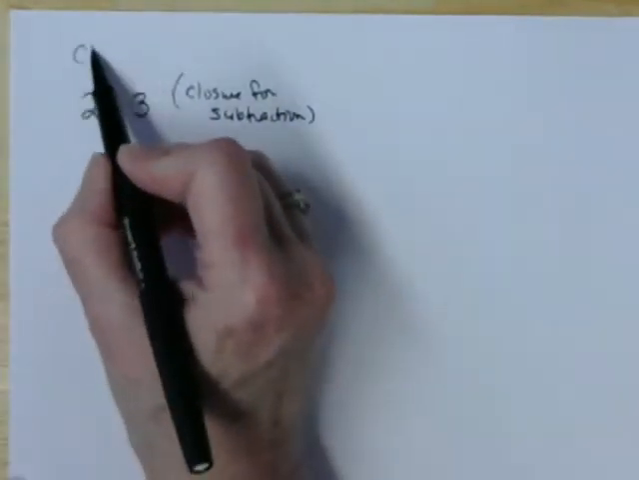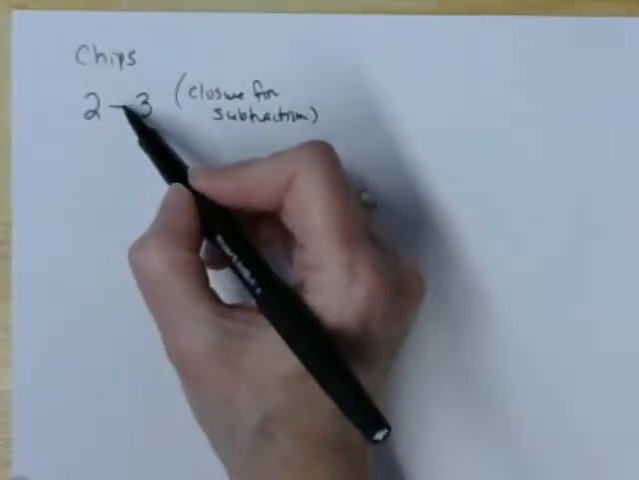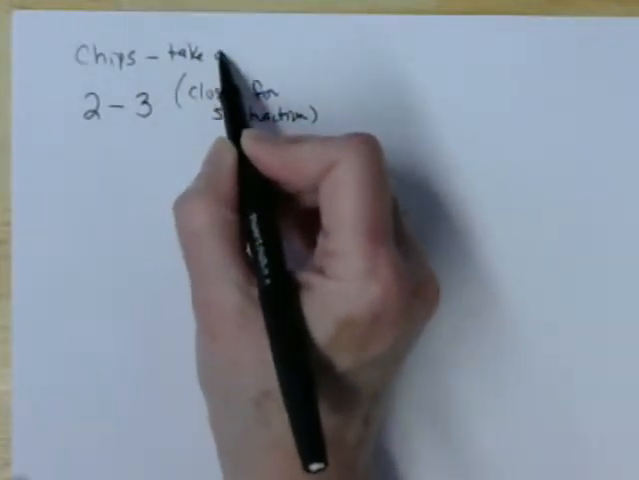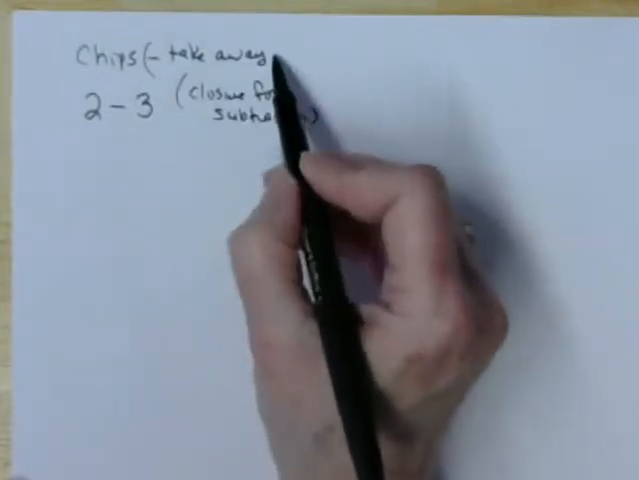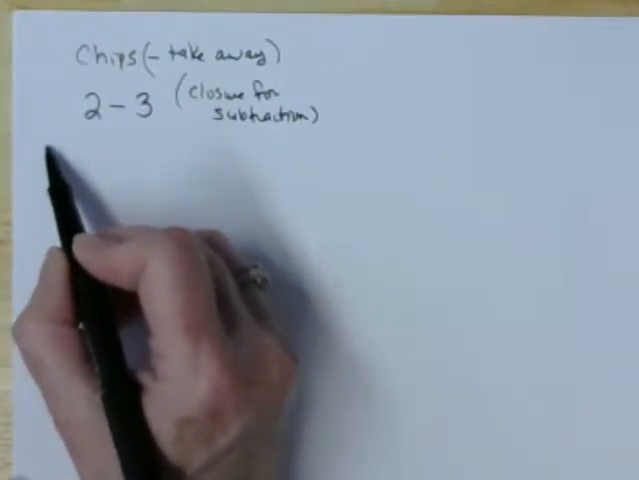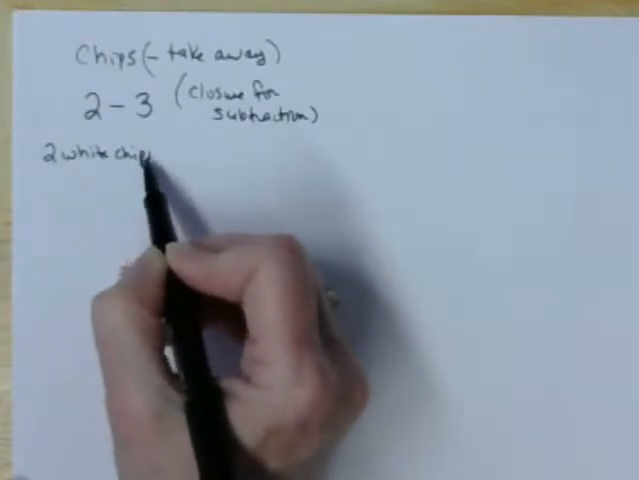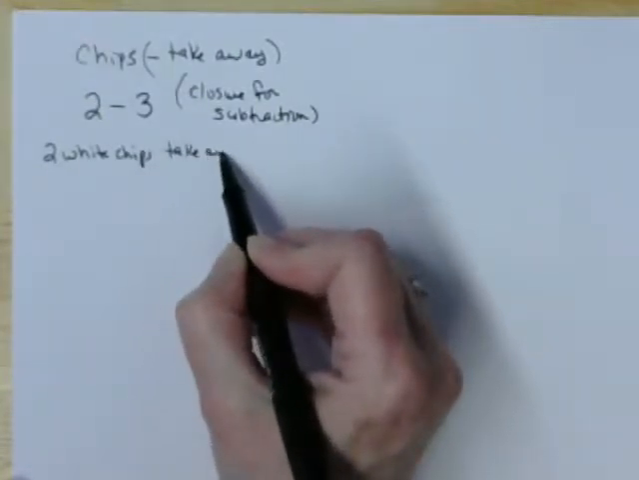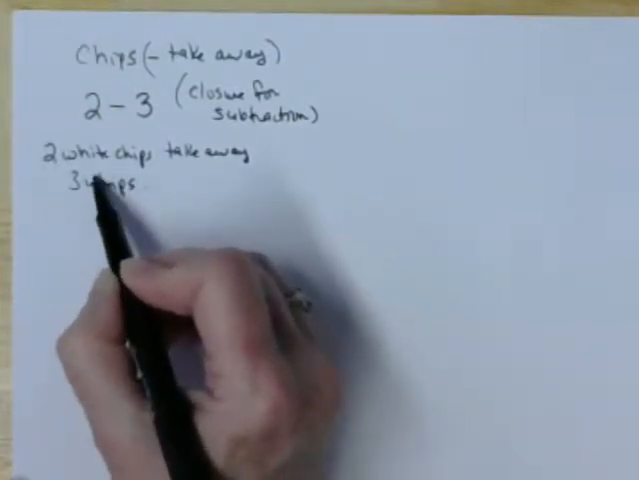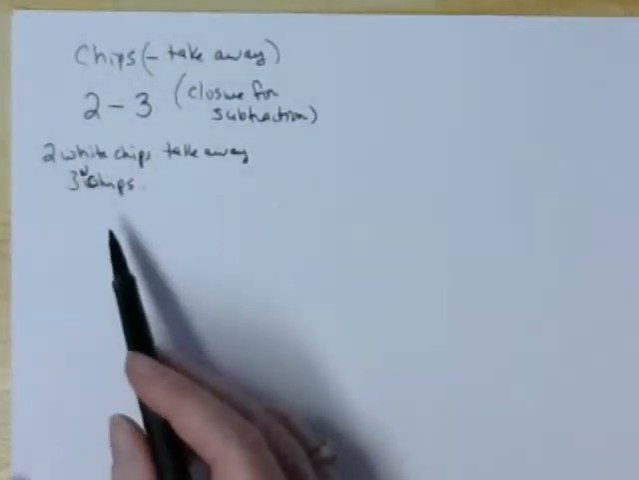So if we're going to do this with the chips first, when we do subtraction with the chips, the minus sign stands for takeaway. Okay, so subtraction is a takeaway action. So what this is telling us to do is to have 2 white chips, take away 3 white chips. Sorry, this should be 3 white chips. 3 white chips. All right.